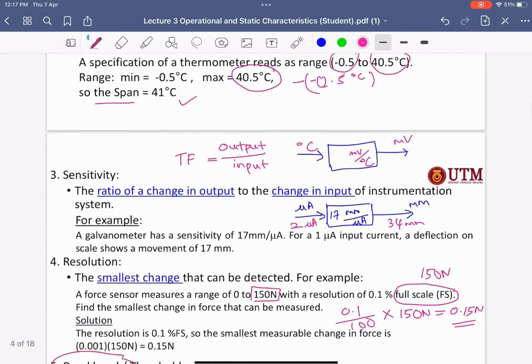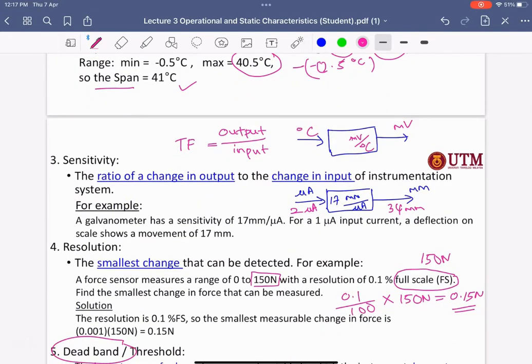It's about the values of how the instrumentation is to be operated. This is the important thing when you look at the data sheet. Alright guys, is it clear? Simple.